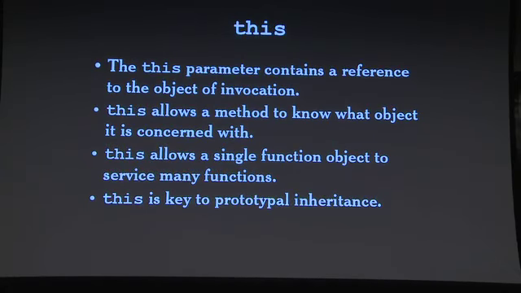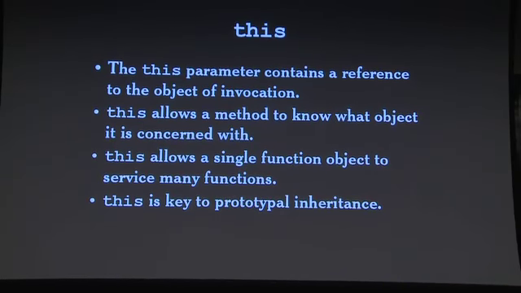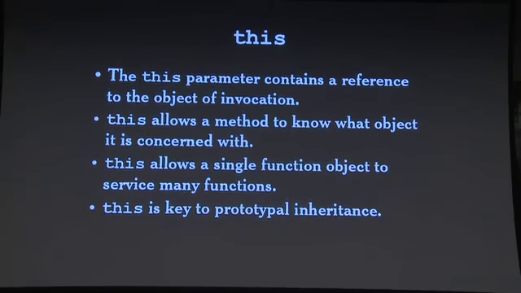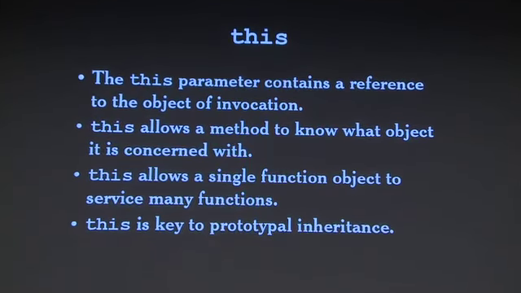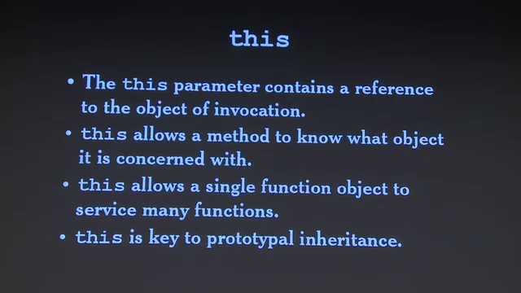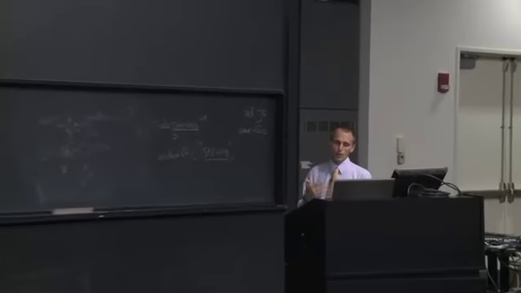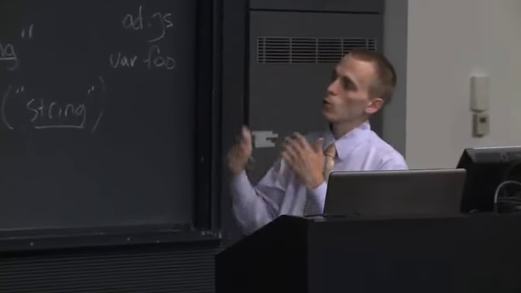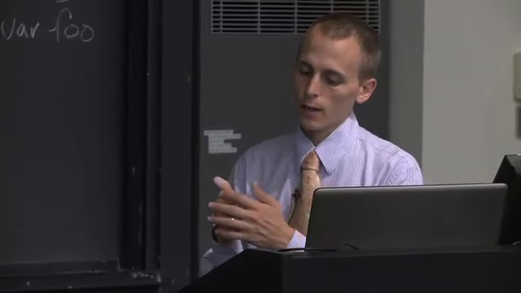So besides variable hoisting, the value of this variable is probably the single most confusing thing about JavaScript. So this parameter contains a reference to the object of invocation. What that means is that when the object is actually invoked, when it's actually run in the browser, the keyword this is very different depending on where it is instantiated. So in general, this allows a method to know what object it is concerned with.